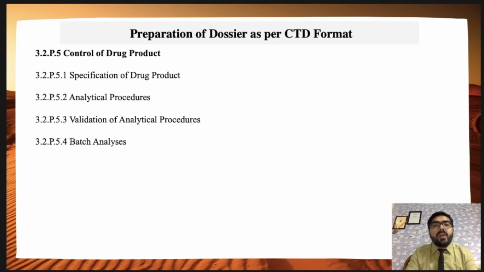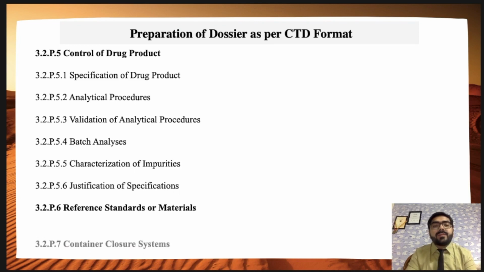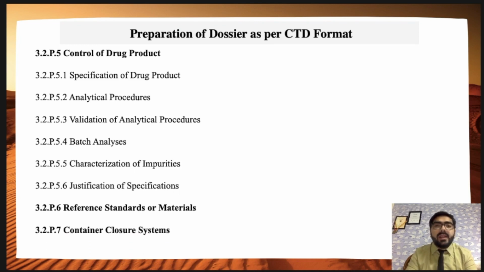Then P5.4 contains batch analysis reports. Then P5.5, which is characterization of impurities. Then P5.6 contains justification of the specifications. And 3.2.P.6 is basically reference standards or materials. Then P7 is for container closure system.